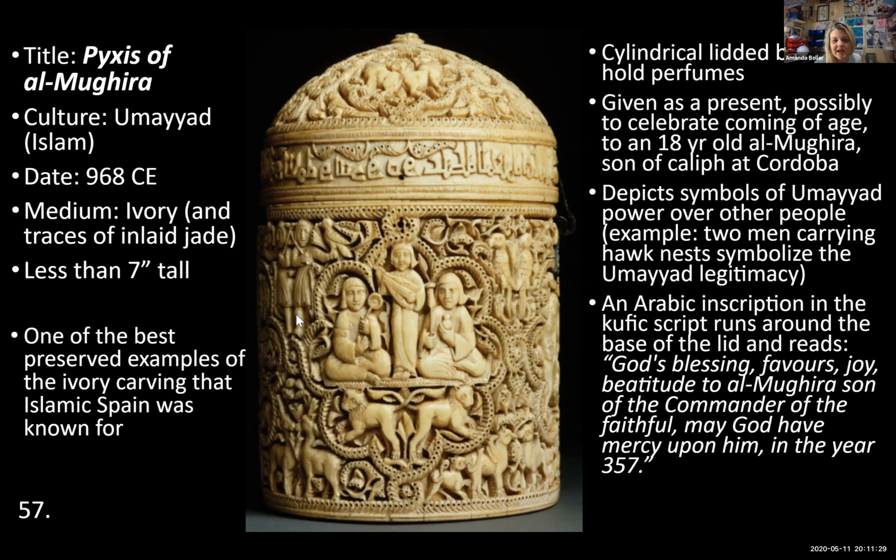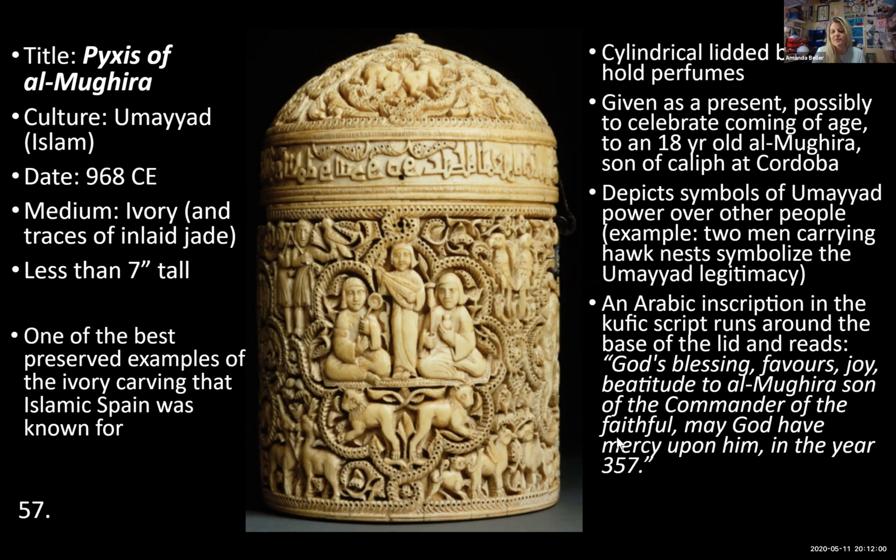We call these kind of medallion shapes. So it has 4 medallions going on the outside of the cylinder. Those medallions have princely iconography, things that reinforce the right to rule of the Umayyad, right? This is their legacy, their symbolism of their legacy. And then around the top of the lid is a register of text, and it's telling you, right here you can see it in italics, God's blessings, favors, joy, beatitude. So it's blessing upon him.